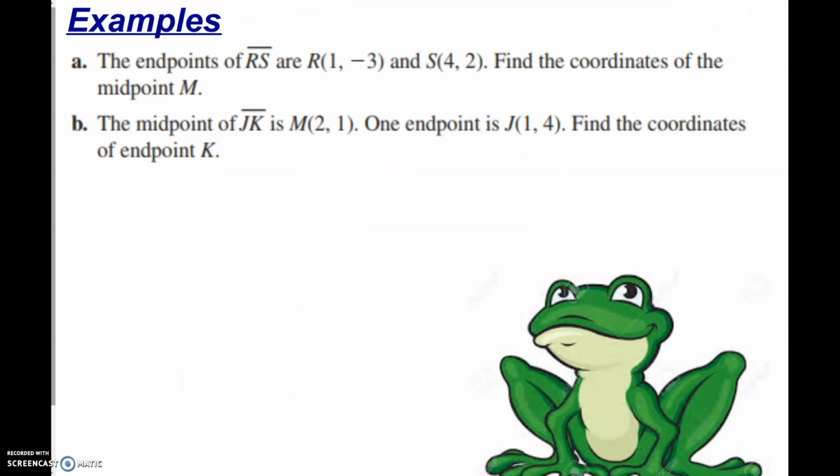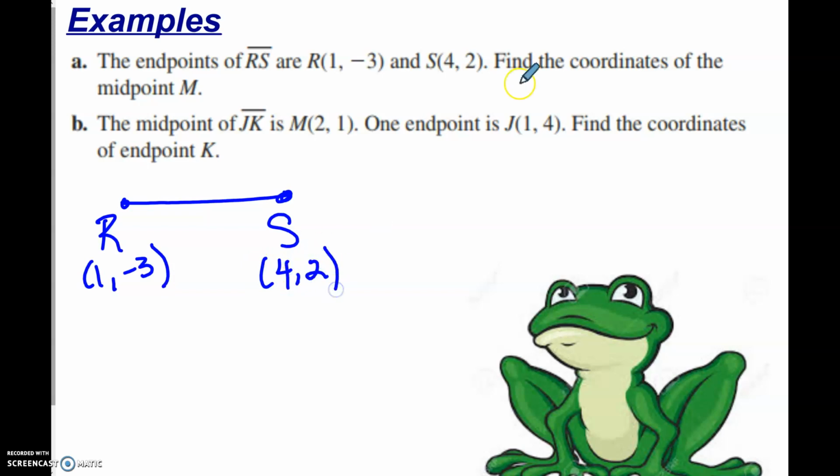All right, so the endpoints of RS. All right, we have a segment, and it is RS. So we have R at 1, -3, and S at 4, 2. Find the coordinates of the midpoint. All right, so they want to know M here being in the middle, and what is this ordered pair going to be? So finding the midpoint of this M, we can use that formula that we just found out.